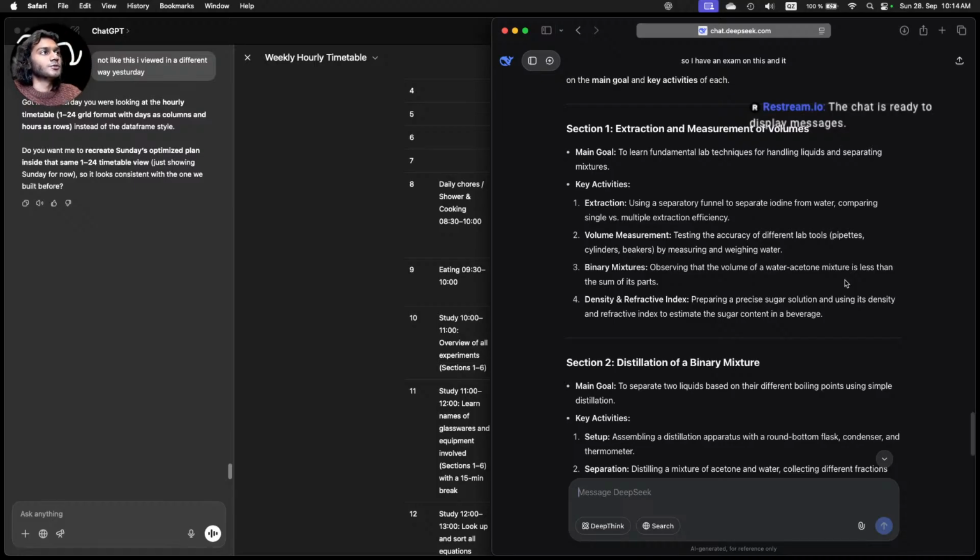Binary mixtures, observing that the volume of a water acetone mixture is less than the sum of its parts.